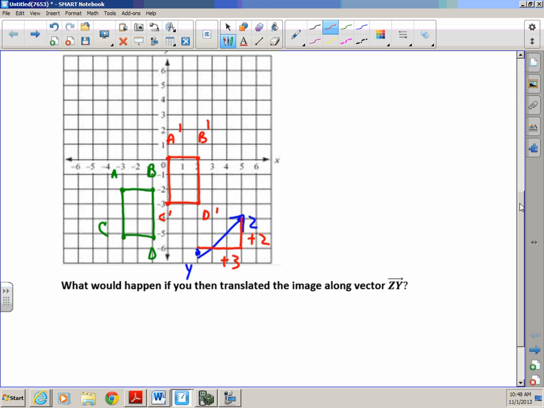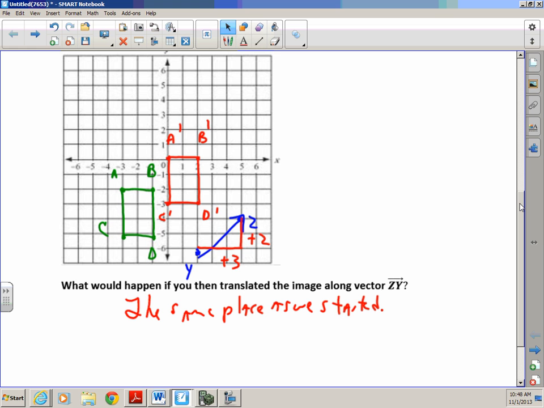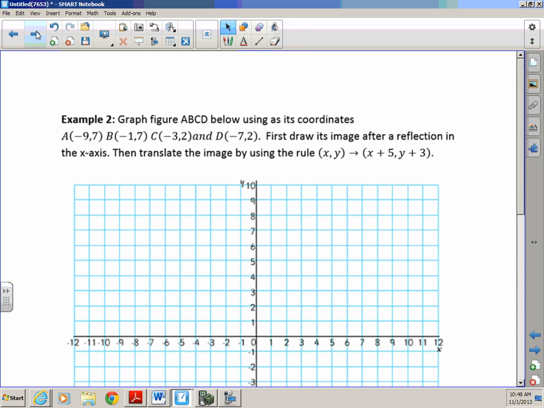Now, the question is, what if I then took the figure that's in red and moved it in the opposite direction from Z to Y? Where would I end up? And the answer is the same place as we started. It's like the undo button on a computer. All right. Now let's get to what we wanted to cover today.